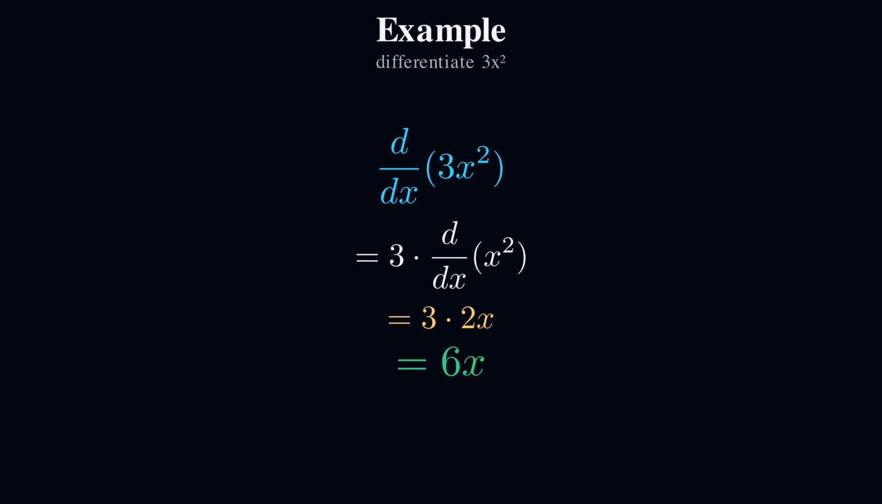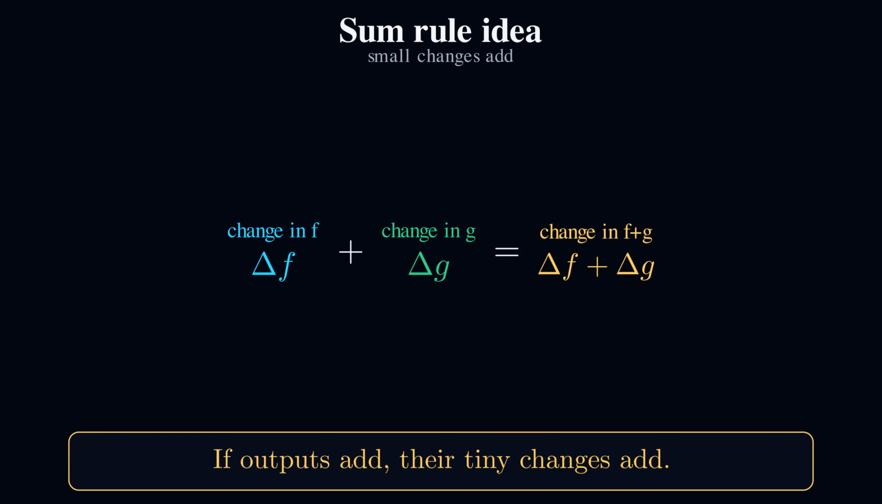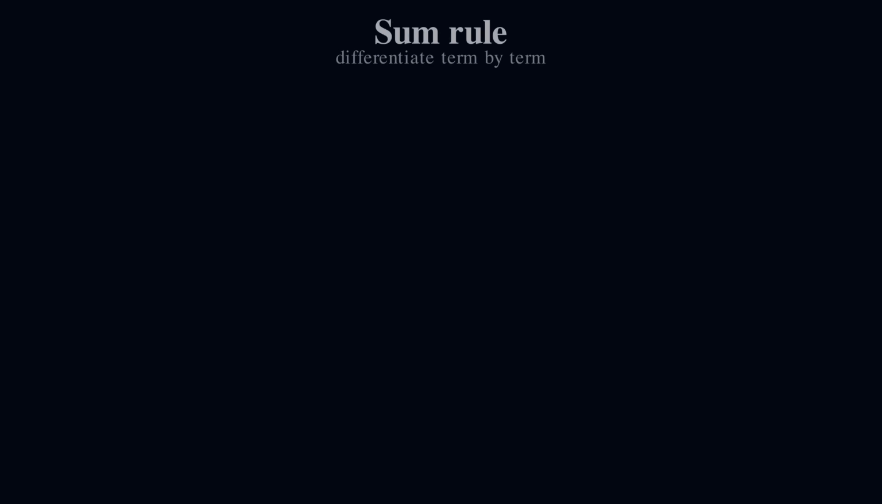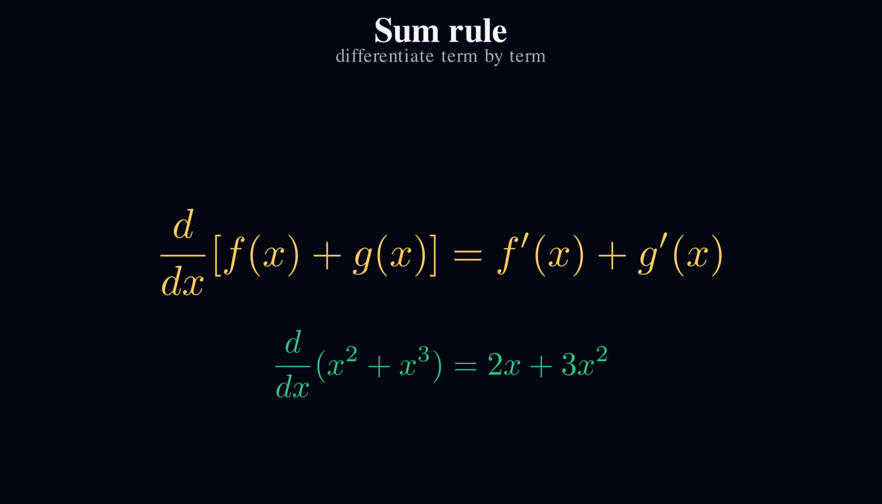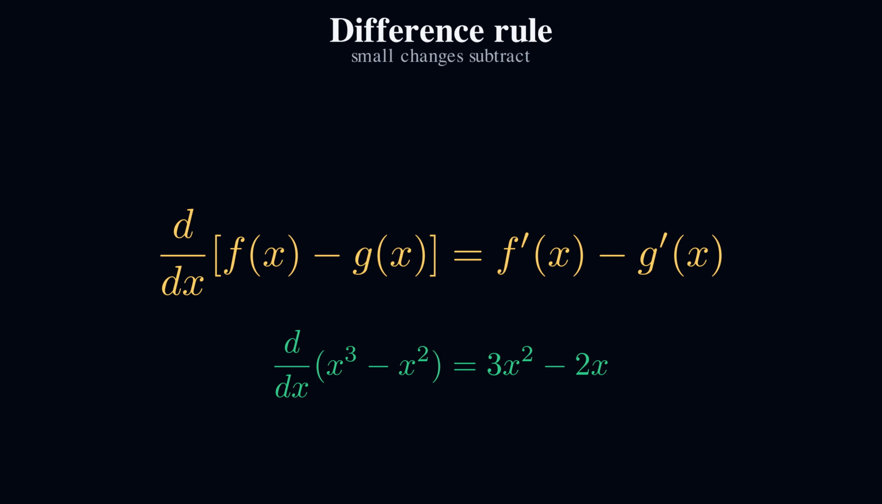Now suppose one function changes by a small amount, and another function also changes by a small amount. If we add the functions, the total change is the sum of their changes. So the derivative of f of x plus g of x is f prime of x plus g prime of x. We can differentiate term by term because small changes add. The same logic works for subtraction. If one function is subtracted, its small change is also subtracted. So the derivative of f minus g is f prime minus g prime.